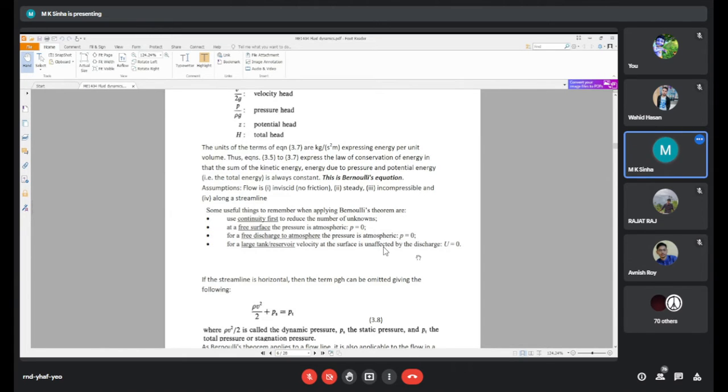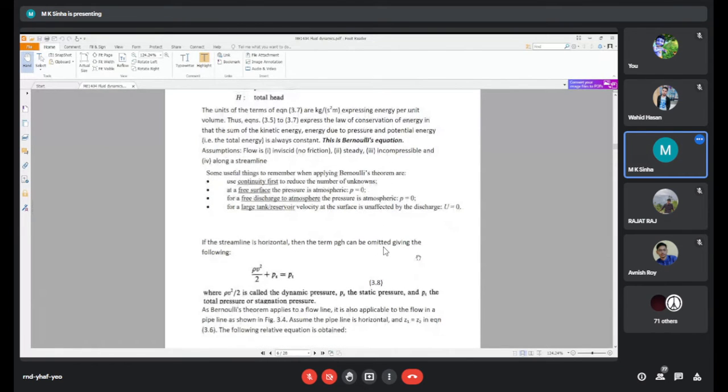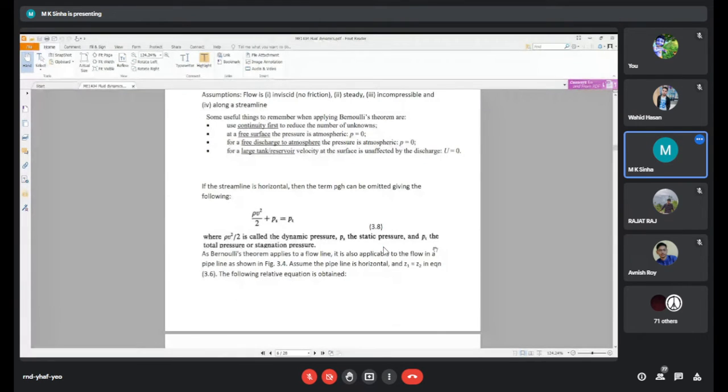Free surface: when we are assuming free surface flow, it means atmospheric pressure. For a free discharge to atmosphere, the pressure should also be atmospheric. In the case of a large tank and reservoir, the velocity at the surface is unaffected by the discharge. So if the streamline is horizontal, then the term rho gh is omitted because both are at the same level, at the same head. So that does not play any role.